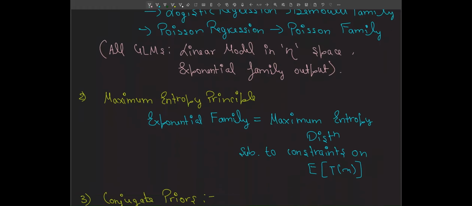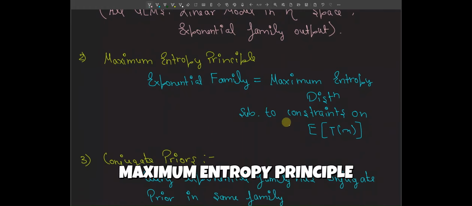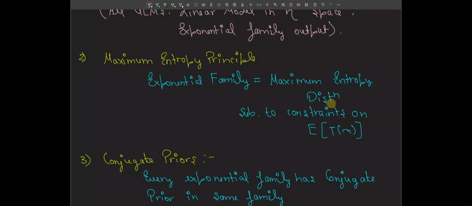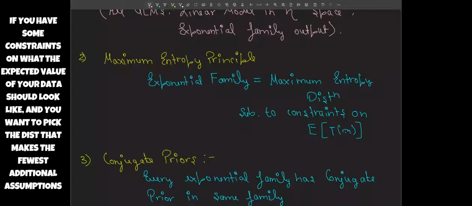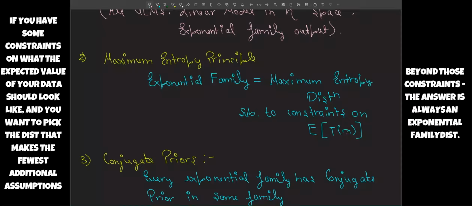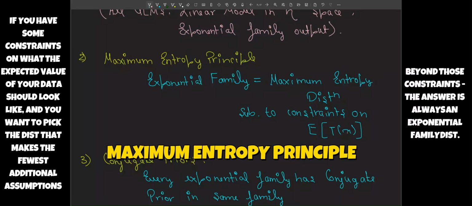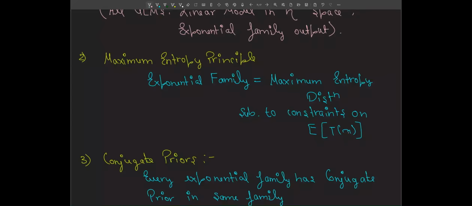Now, second is the maximum entropy principle, which means exponential family equals maximum entropy distributions. Of course, they are subject to some constraints on the expectation or mean of T(x). There's a theorem that says if you have some constraints on what the expected value of your data should look like, and you want to pick the distribution that makes the fewest additional assumptions beyond those constraints, the answer is always an exponential family distribution. This is called the maximum entropy principle. So you are not using Gaussian because it's convenient. You are using it because, given what you know, it's the most honest distribution you could pick.